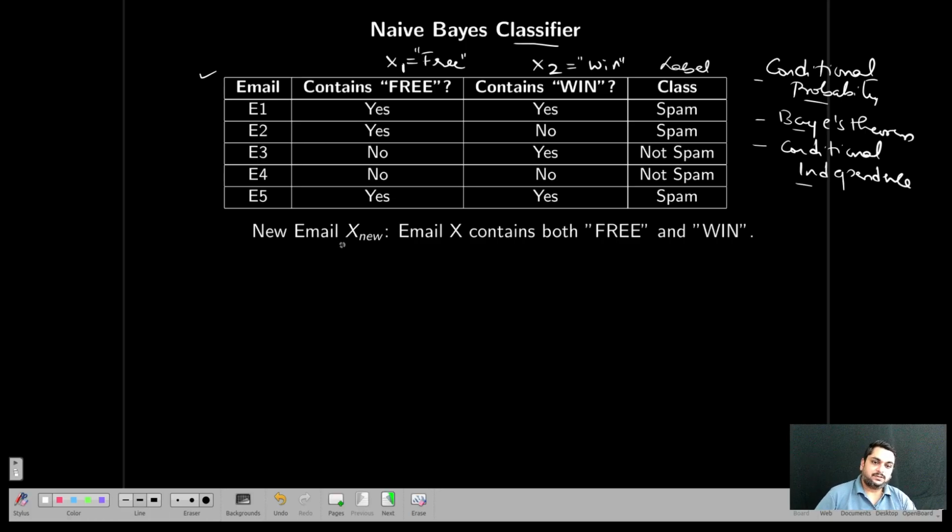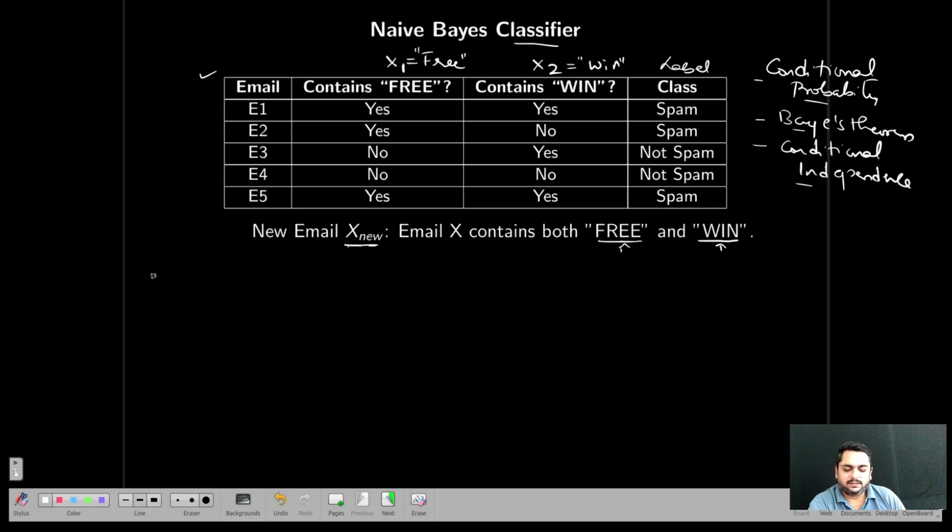Now the task is you have to classify a new email. Say x new is a new email I'm getting. It contains both free and win. So the email that we got, that you have to test, contains both these keywords. This will play an important role. Later we'll understand. Okay, now let us start understanding the concept, how this naive-based classifier classifies this.